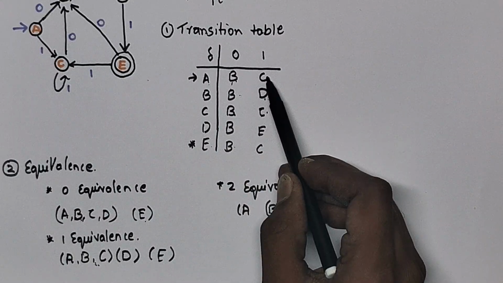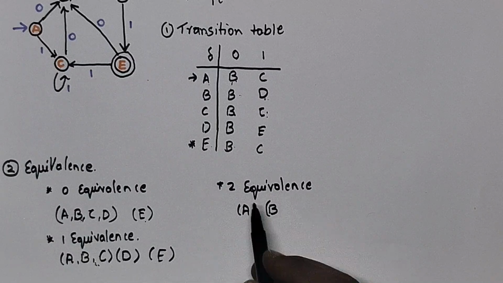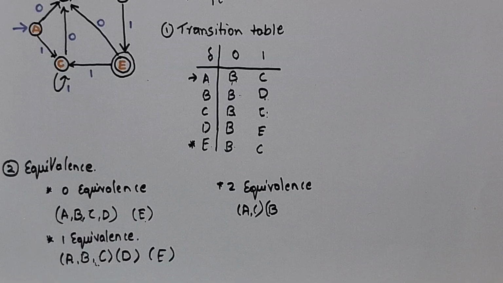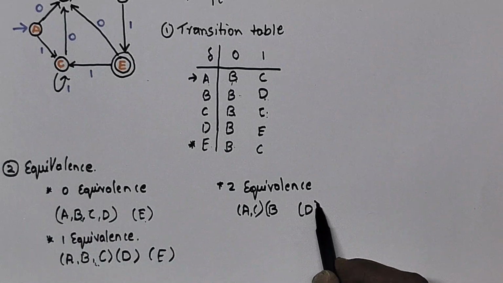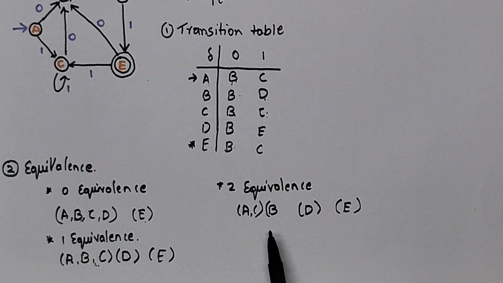For 1, A is moving to C, which is in this group, and C is moving to C, which is in this group itself. So you can conclude A and C are of the same group. Now if you see, B is separated, D has been separated from the previous step, E has been separated from the previous step. Now B is separated.